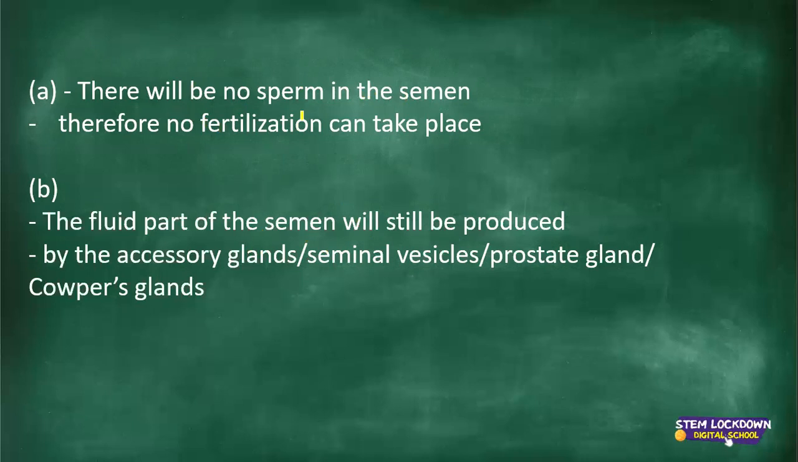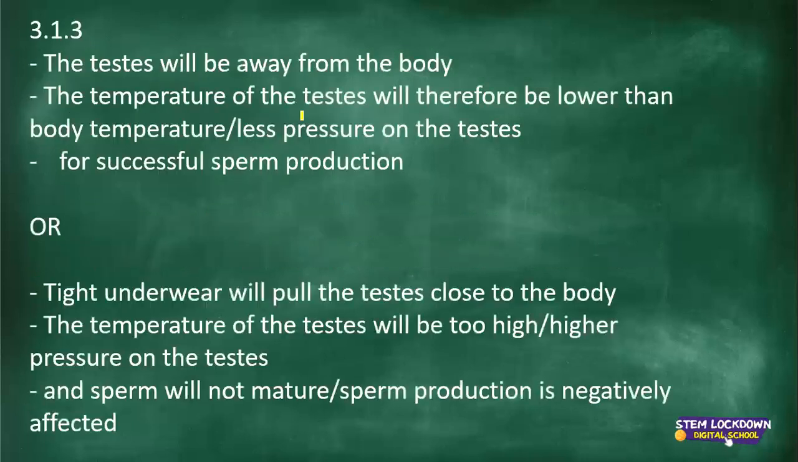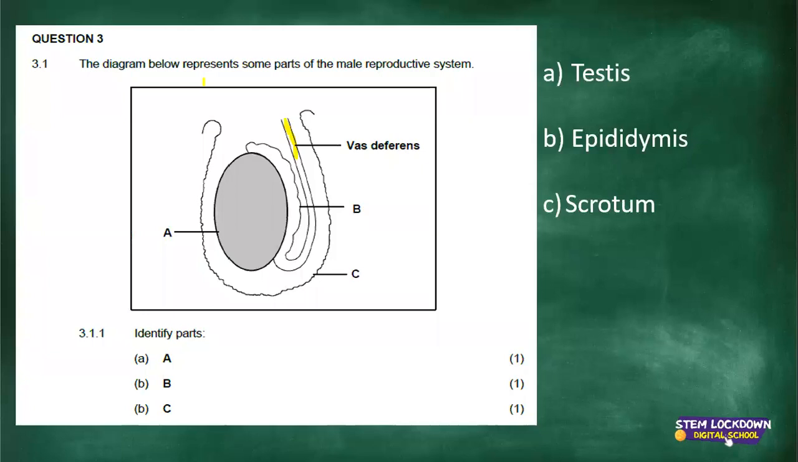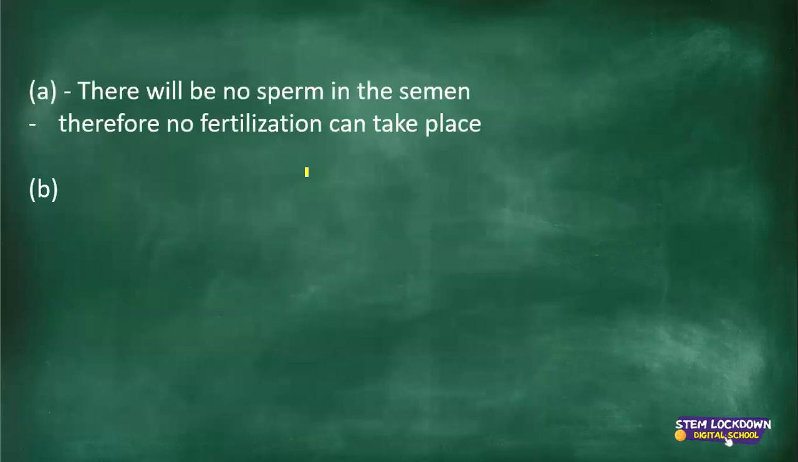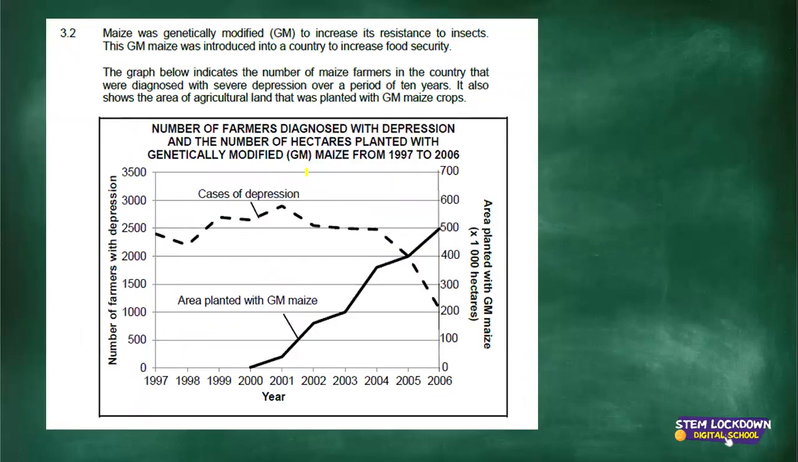So yes, this person will still be capable of ejaculation, but they will not be transmitting any sperm because the sperm is not being transported. You see, this tube, if it was removed or cut, then the sperm can't pass through. The sperm that was here in the testis cannot pass through now. That is the reason why. And then that is it for 3.1.